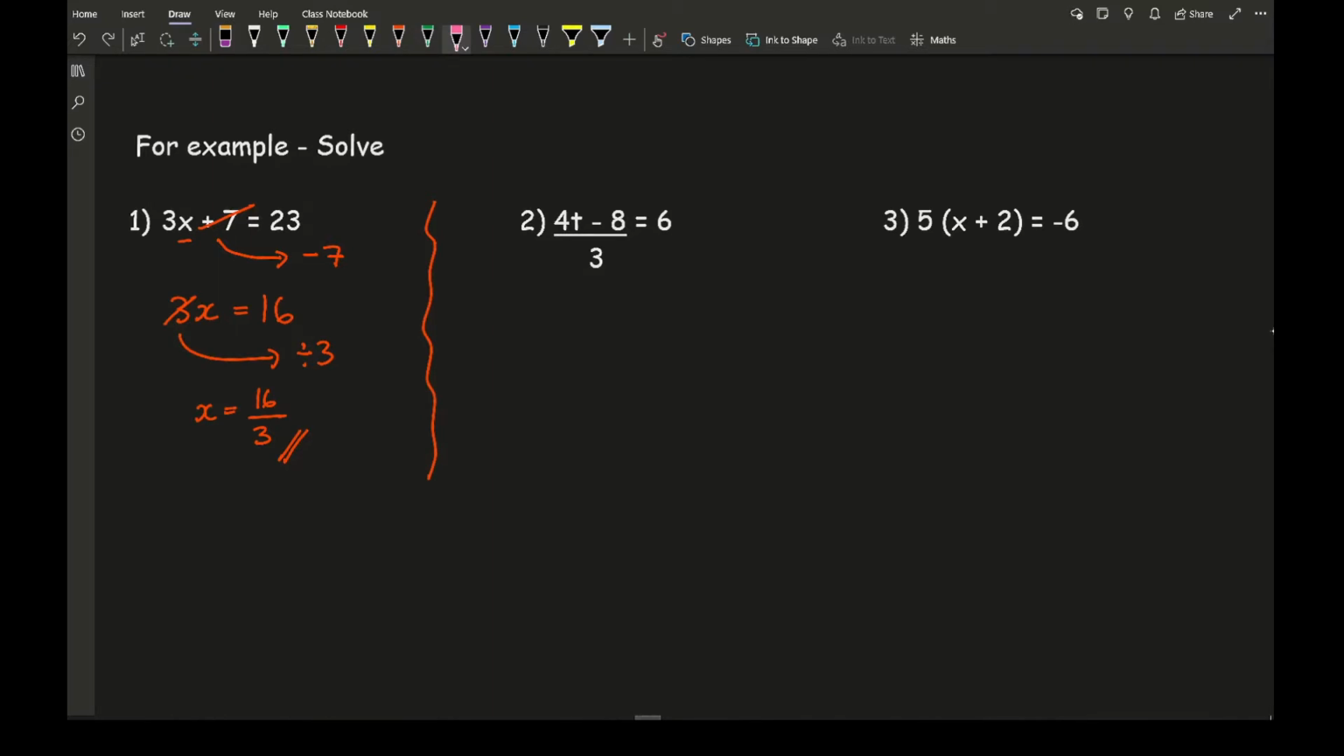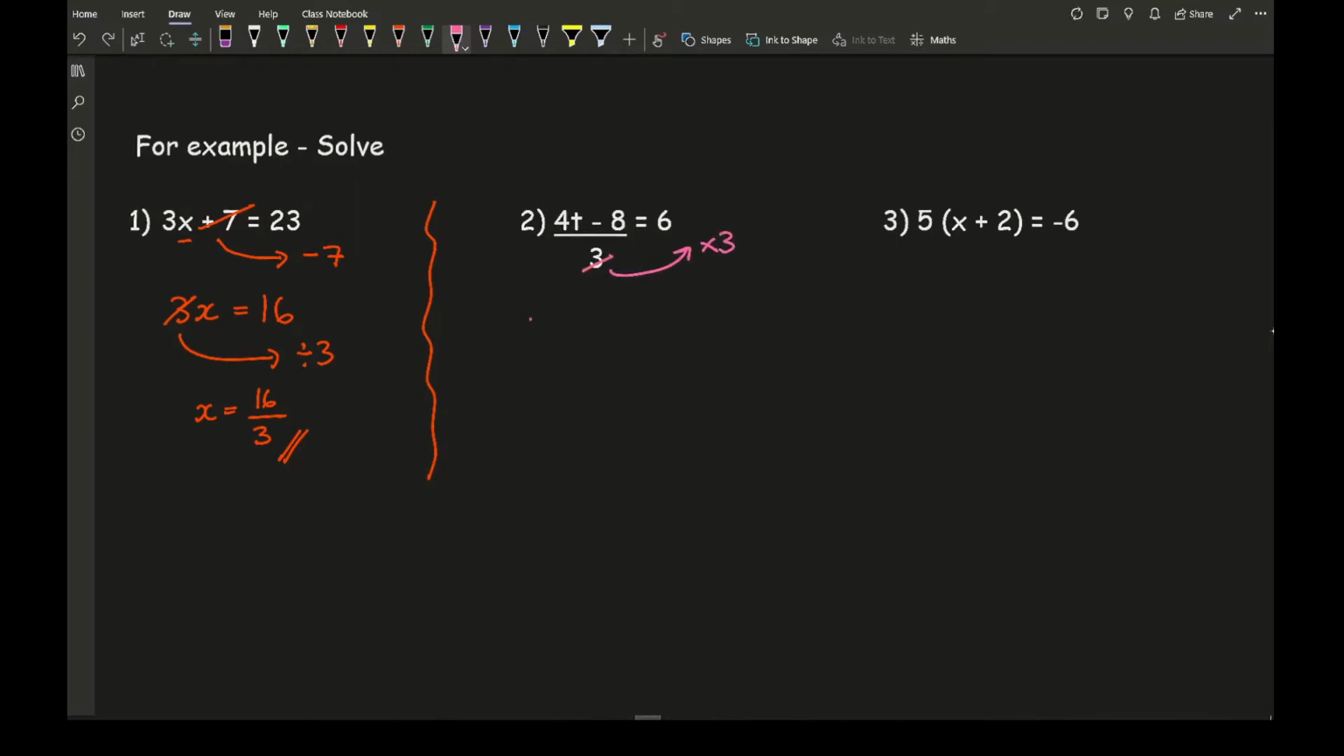So what do I need to do? I need to get rid of all the other things that are on the same side as t. So I've got to get rid of this 4, this minus 8 and this 3. Now the thing that's furthest away from the t is going to be this 3. So I think, right, okay, let's get rid of that first. So what's this 3 doing? Well, it's dividing. So what we need to do is do the opposite, which is to multiply by 3.